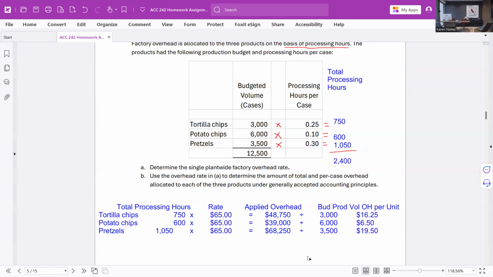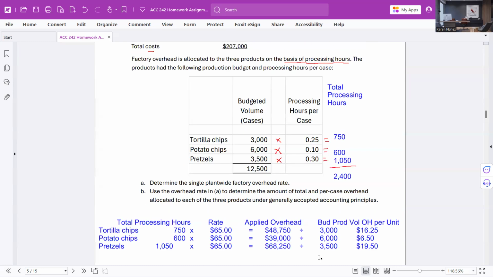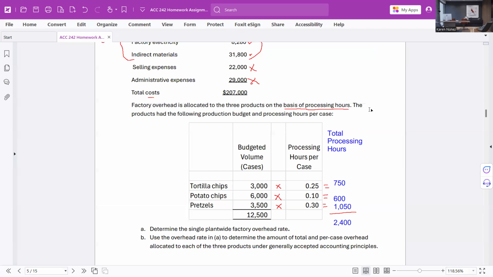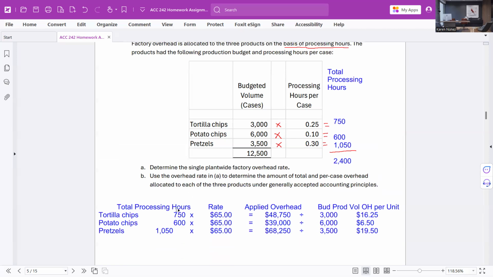So this is basically the same thing we did in the last exercise. It's just that, again, we've got different products and we have to start this one a little bit differently because we have to first find total overhead, right? Need to sort through this list of costs, eliminate the selling and admin expenses, just focus on the overhead. And it's the overhead divided by the hours. It gives us the rate. And then to assign the overhead, it's the activity by product times the rate. It gives us total overhead. And then just take the total overhead, divide by volume, and we've got the overhead on a per unit basis.